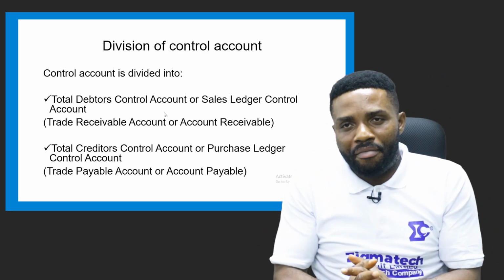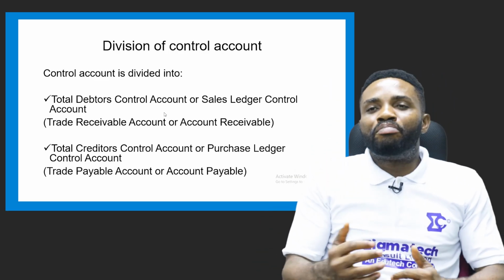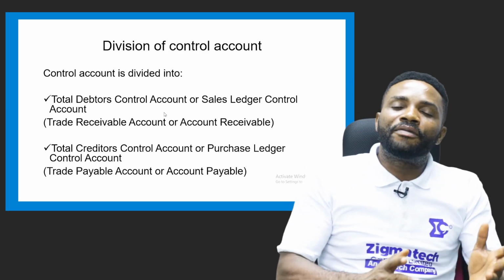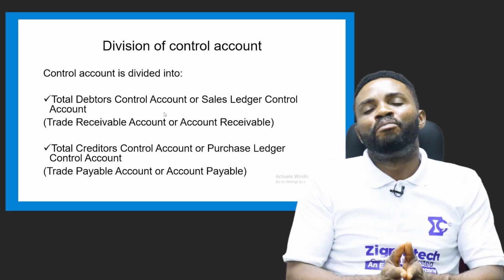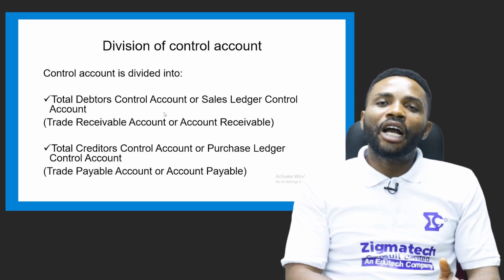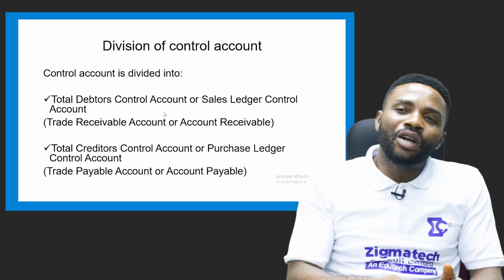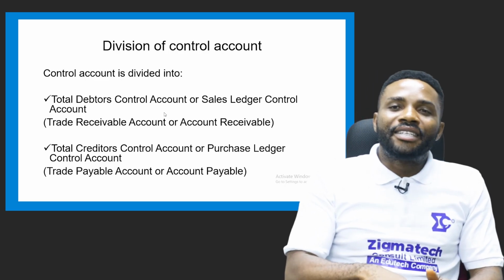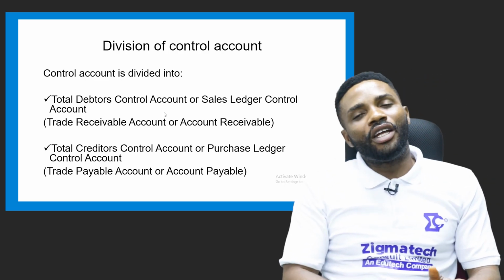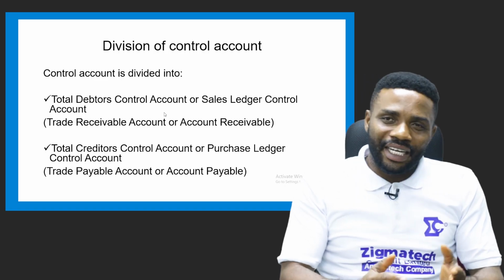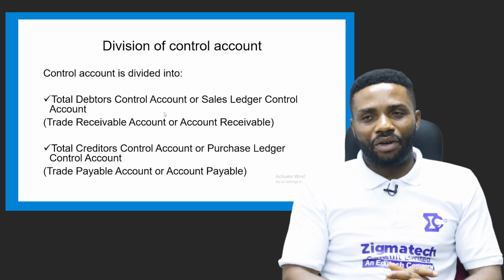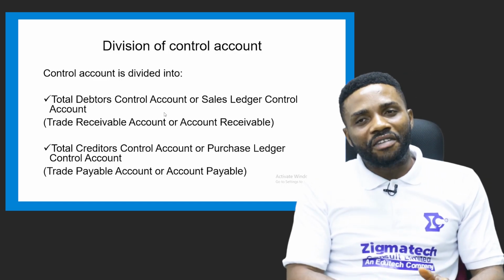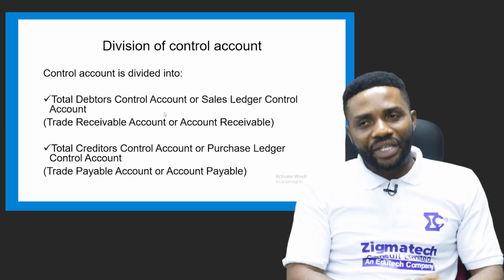And I also want to give us a variety of names, because certain texts will tell you different names for this particular account. Now, total debtors control account, you can also call it sales ledger control account, or trade receivable account, or account receivable. Let me take that again. Total debtors control account can also be called sales ledger control account, trade receivable account, or account receivable.